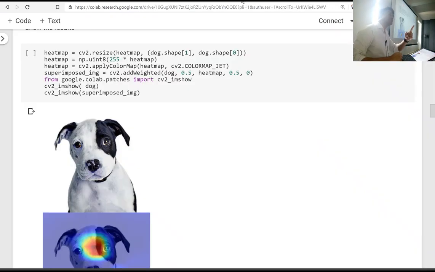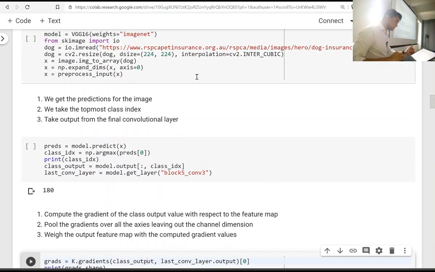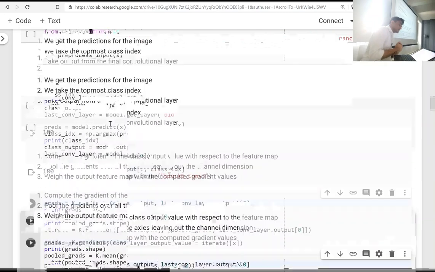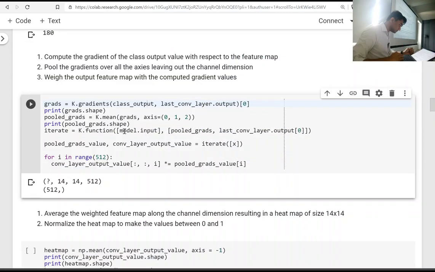We had a question here. When we say model.input, we've done model.input here below. Okay, this is the entire model up to the last layer. And what is this input?